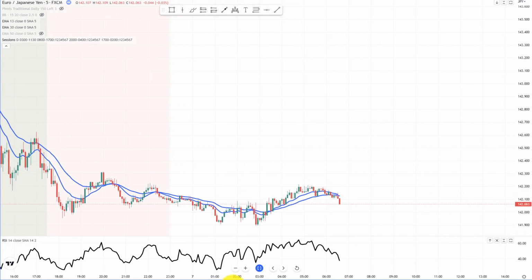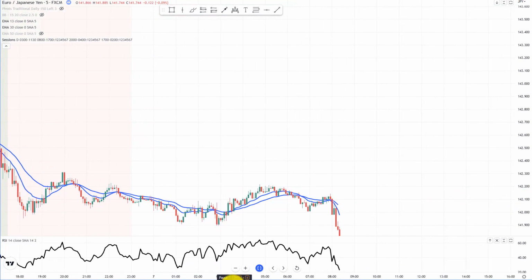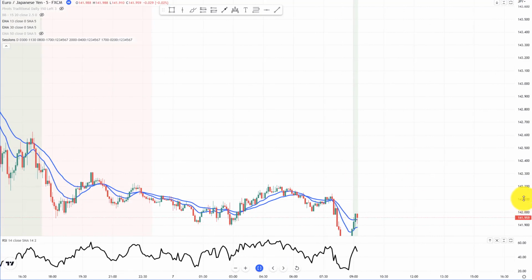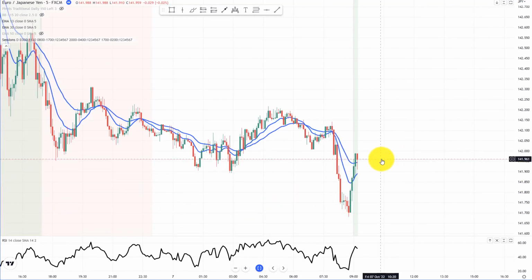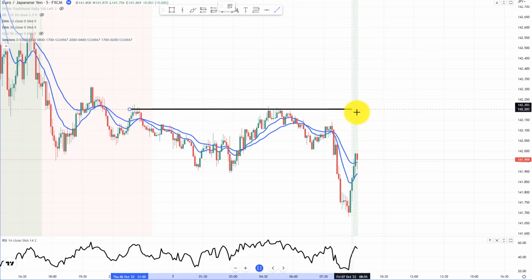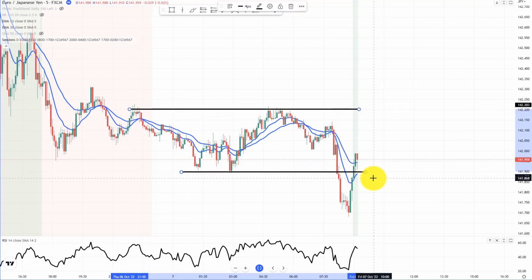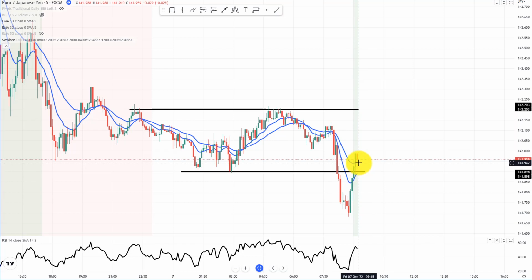We're now at 6 a.m., 7, 8, 9. Okay, so here we have an interesting behavior. We have a range here that the market tried to clear, but on the open we are back in the range. So this could look like a fake out.